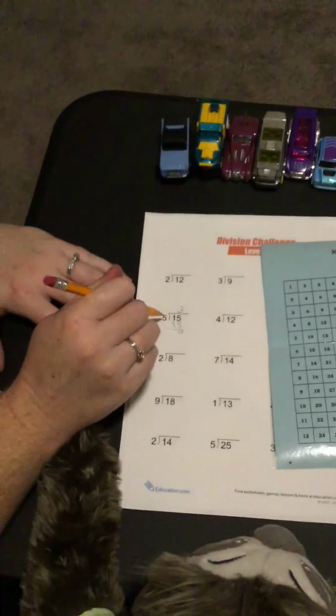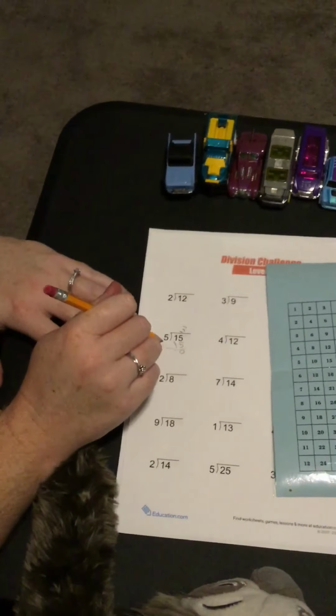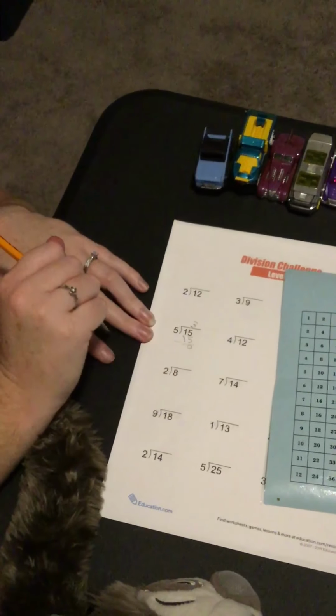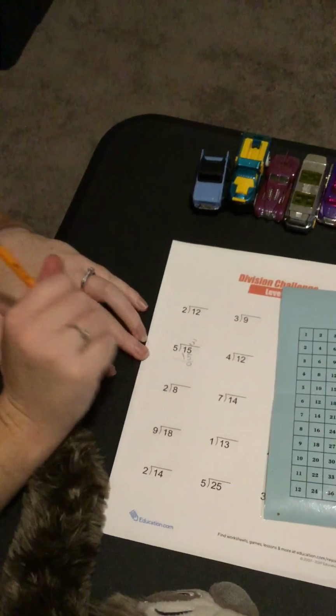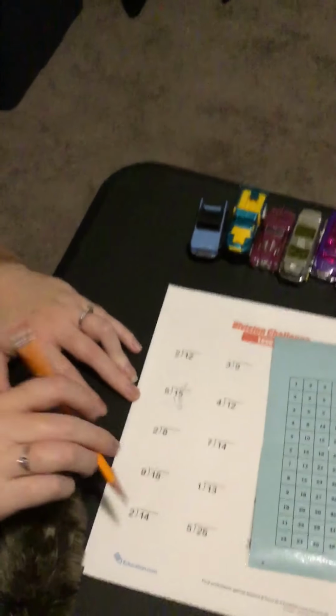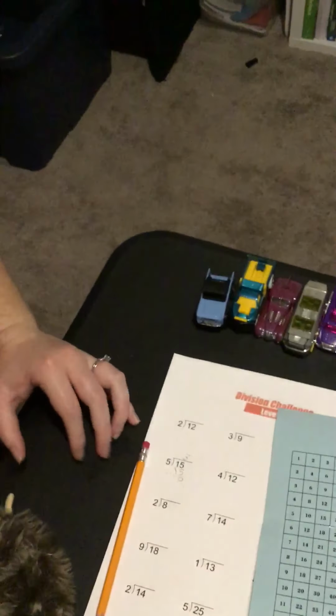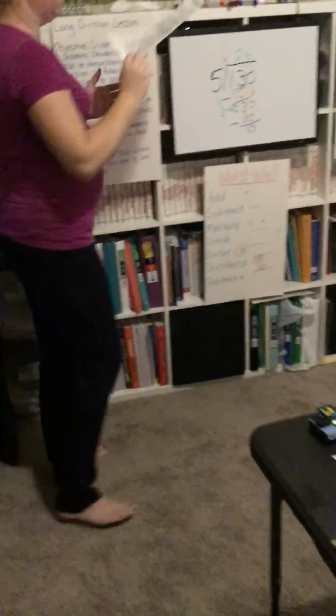What is our step 4? Compare. Is 0 less than 5? Good, Mr. Sloth, it is. Do we have any numbers to bring down? No. So this is our answer. Okay? Do you feel better? Okay, good.